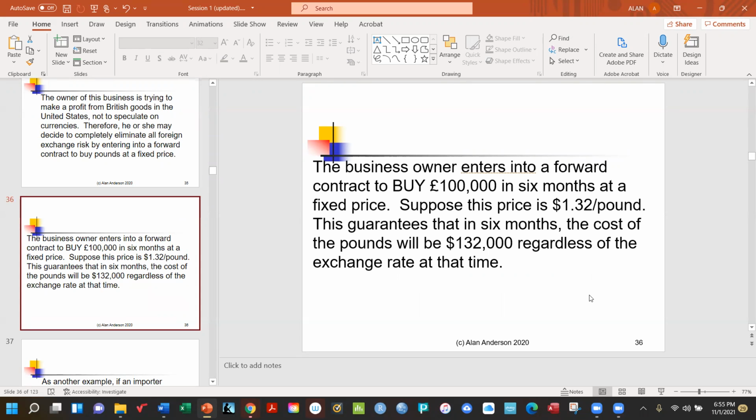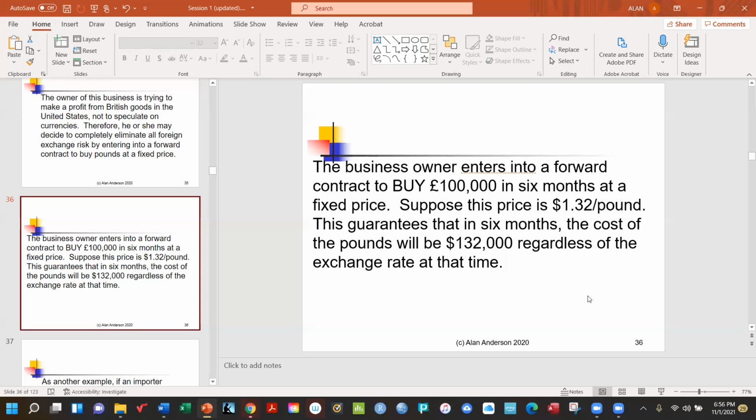What if the quote that's given to us is $1.32 a pound? That means that we're locking in a price of $132,000 for the pounds in 6 months. If the exchange rate goes up, we'll be very happy that we did this. If the exchange rate goes down, we'll know that we could have saved money by waiting, but we'll also recognize that we at least eliminated all of our foreign exchange risk. So the idea here is that we're the buyers of the pounds, so we enter into a forward contract to buy pounds through the contract instead of waiting 6 months and buying them in the marketplace.